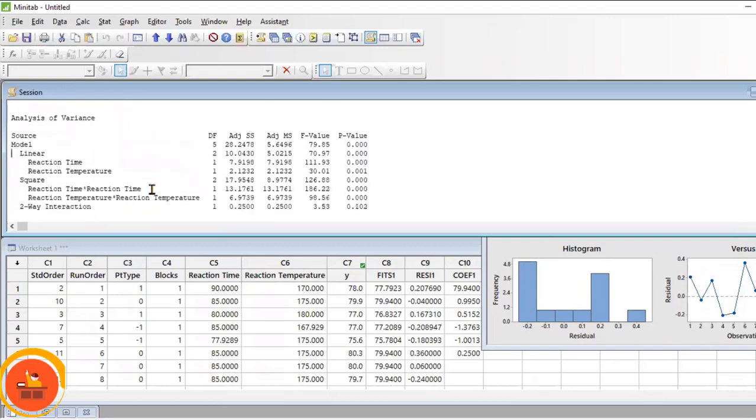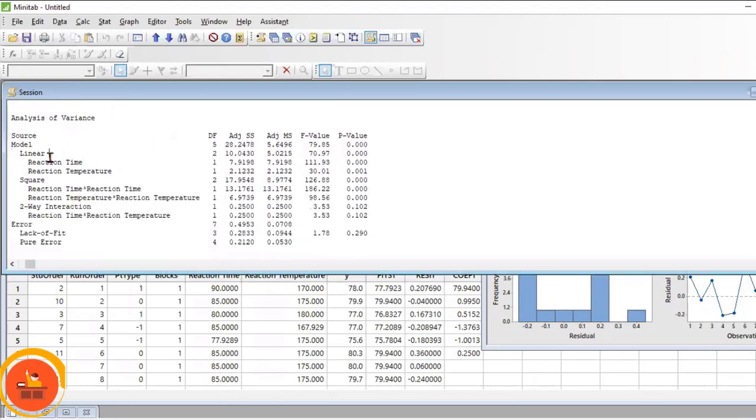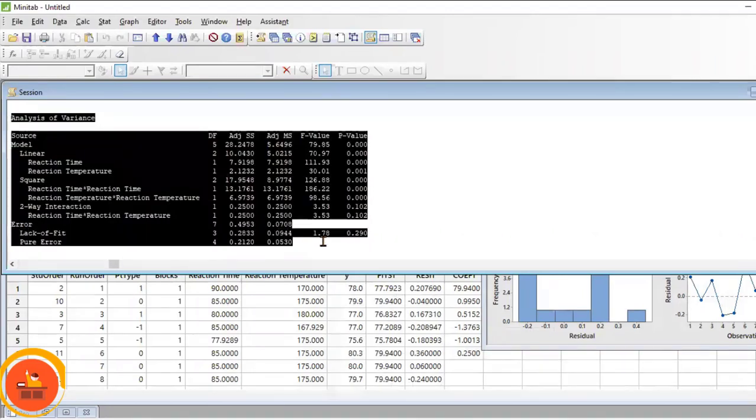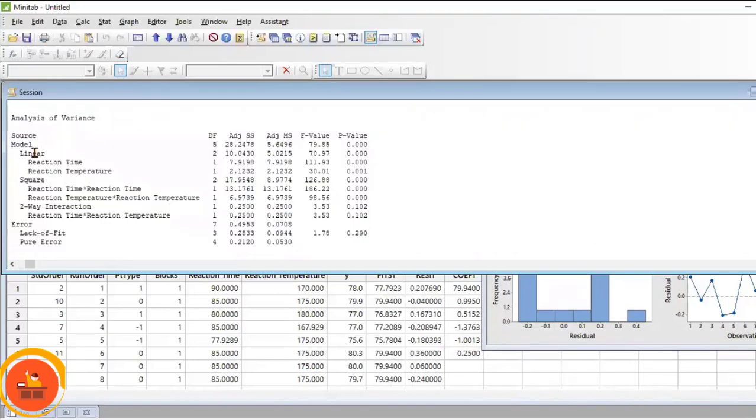Now the first table which we are getting here is an analysis of variance. See, analysis of variance, ANOVA analysis, the most important criteria which we need to observe here. I think it is visible to all of you. First thing is model, linear model. Linear model talks about only the independent variables which we are having, those things will be displayed here, reaction time and reaction temperature.